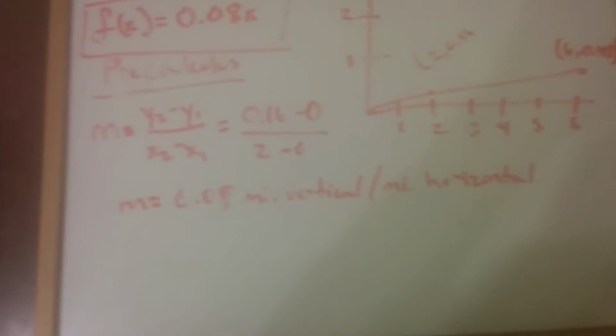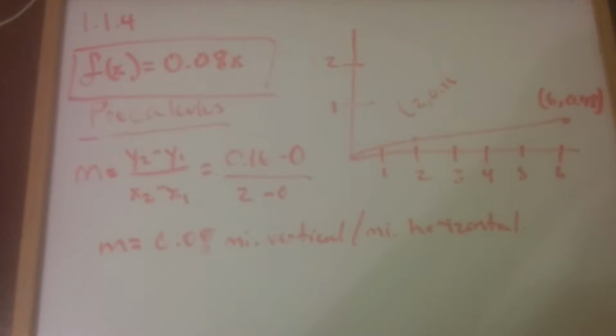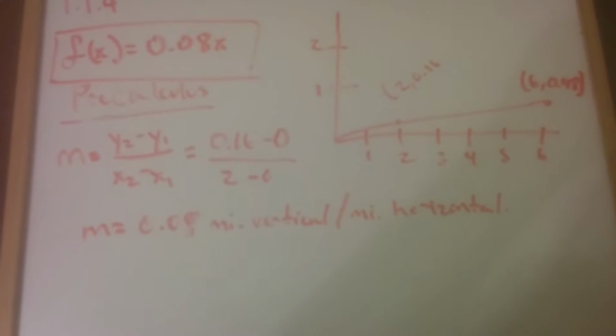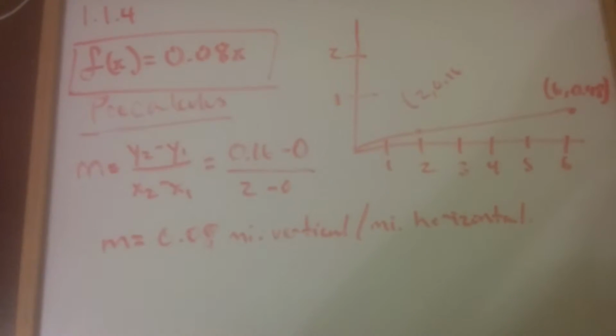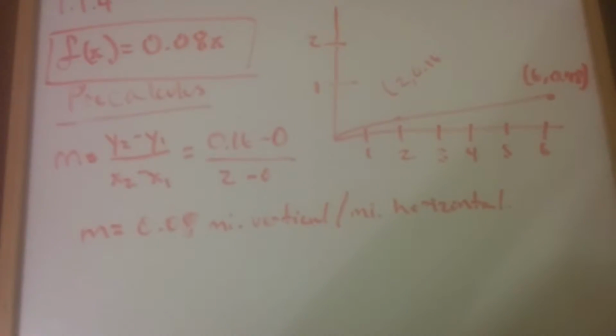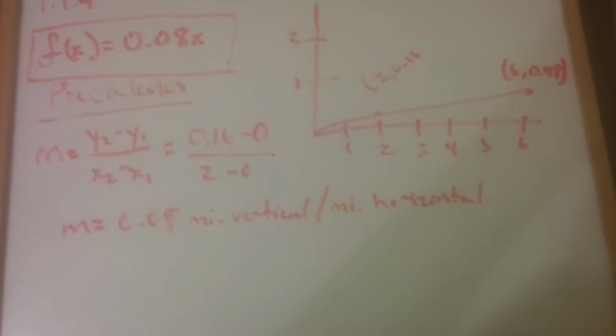So I decided that, given the fact that we can see from the graph itself that the slope was constant, as well as the fact that the equation itself is in the y equals mx plus b form, that the slope is constant, we can use pre-calculus to solve this problem.